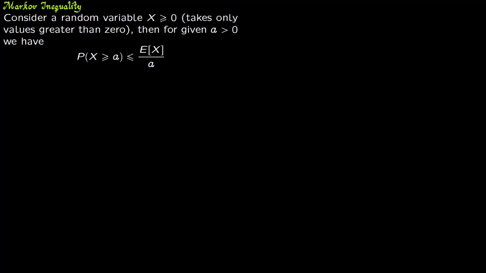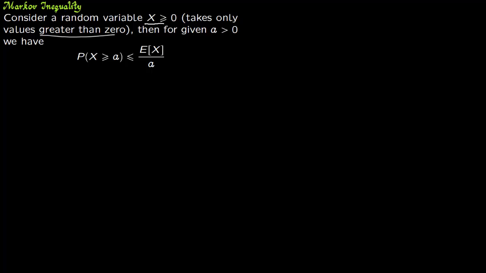We start by talking about Markov inequality. Consider a random variable x, and this random variable is positive, so it takes only values greater than 0. Then for a given constant a greater than 0, we have the probability that this random variable x takes on values greater than a is less than or equal to the expectation of random variable x divided by the constant a.